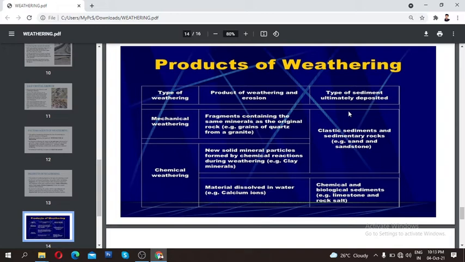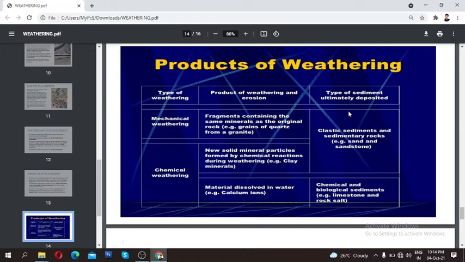Now when we talk about chemical weathering, as you know, the entire chemical composition of the rock mass will be changed and a new compound of a particular chemical composition will be formed. That is, new solid mineral particles are formed by chemical reactions during weathering. During the weathering process, new chemicals combine to form a new mineral. The example is clay minerals. Clay minerals are usually formed in the process of chemical weathering.